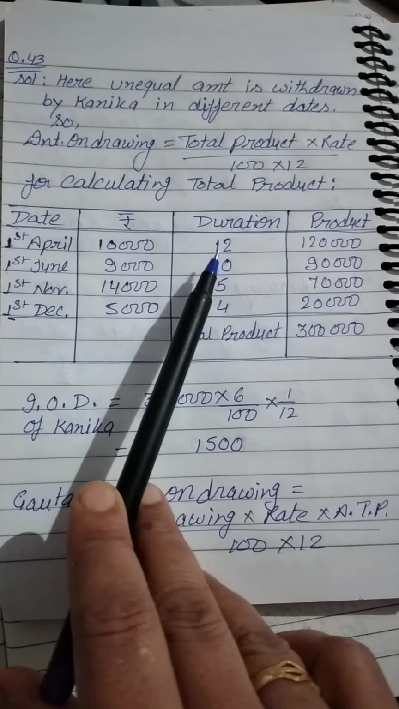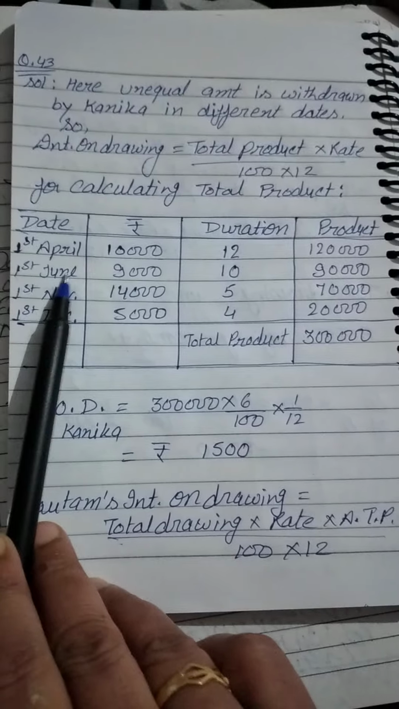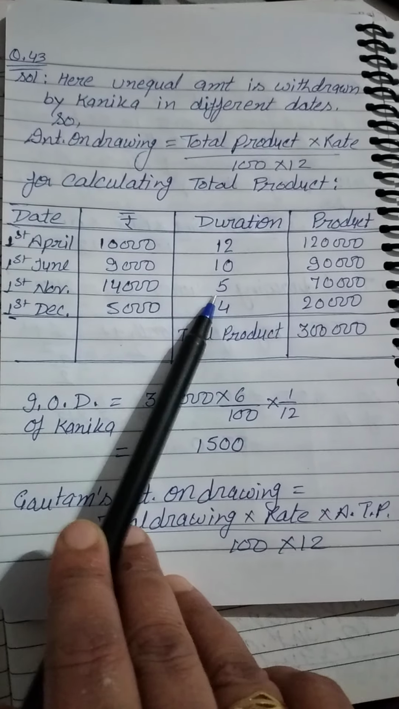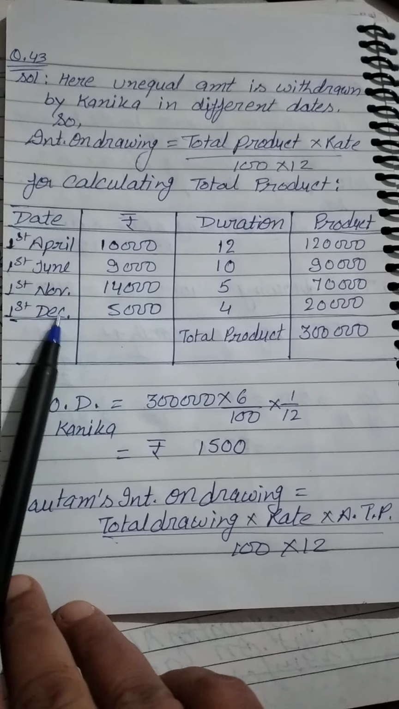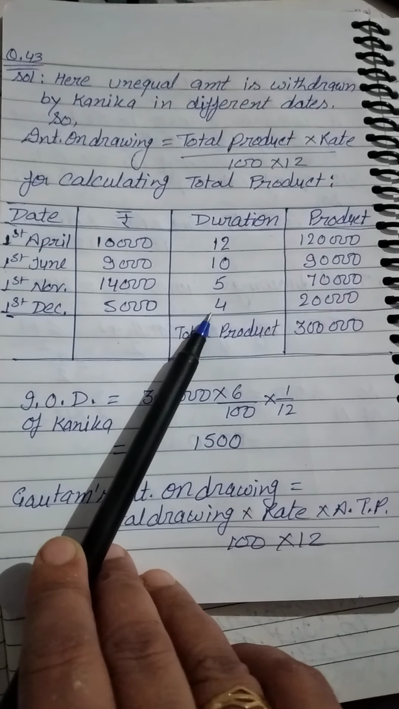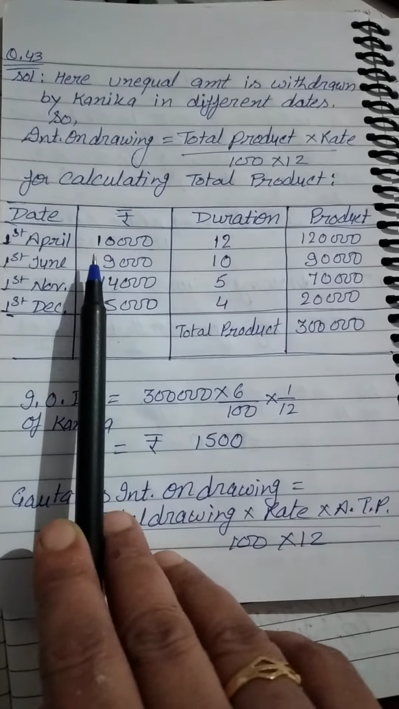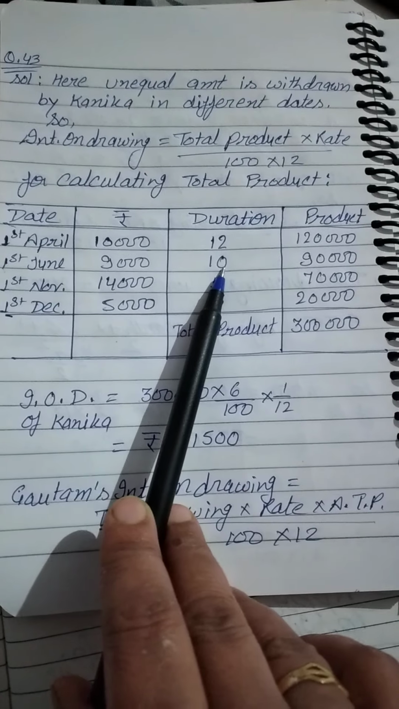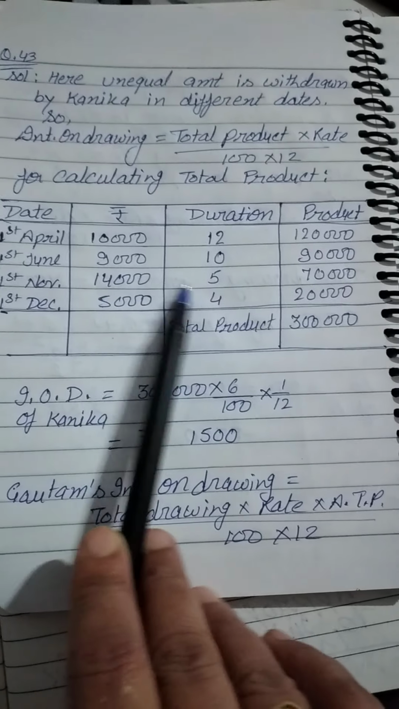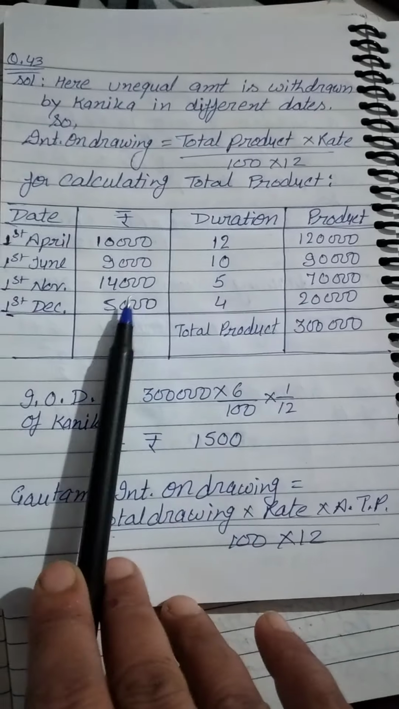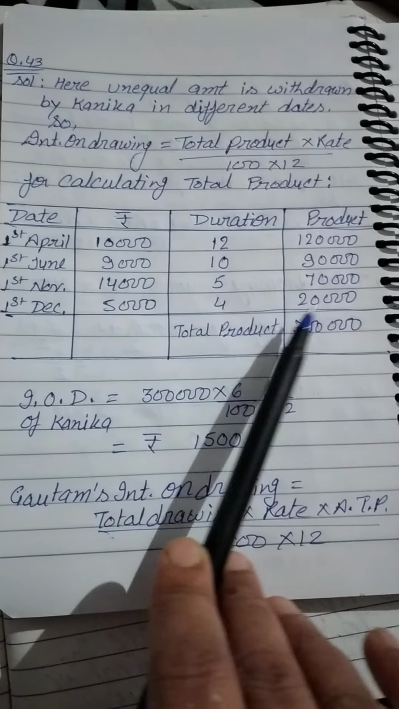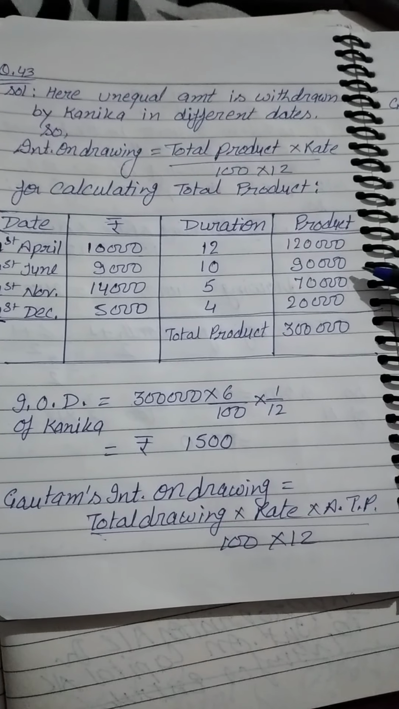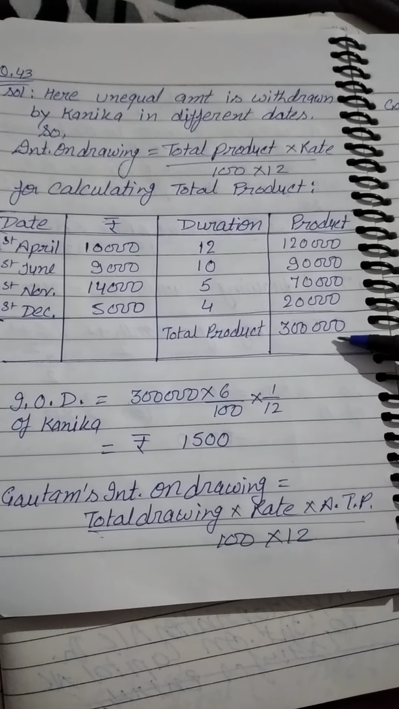April to March there are 12 months. June to March there are 10 months. November to March there are 5 months. And December to March there are 4 months. Now the product: 10,000 into 12 is equal to 1,20,000. 9,000 into 10 is equal to 90,000. 14,000 into 5 is equal to 70,000. And 5,000 into 4 is equal to 20,000. Now the total product is 120 plus 90 plus 70 plus 20, which is equal to 3 lakh.